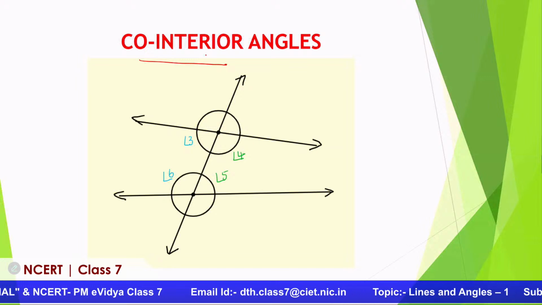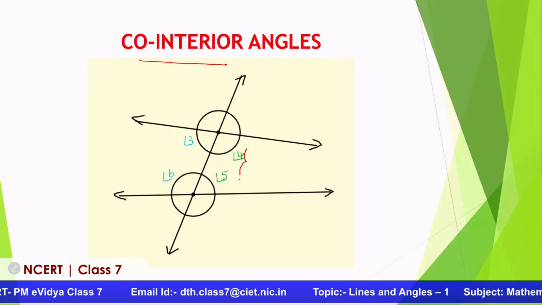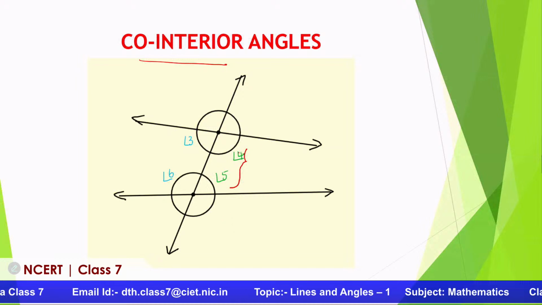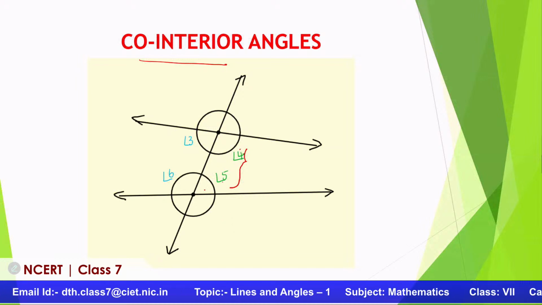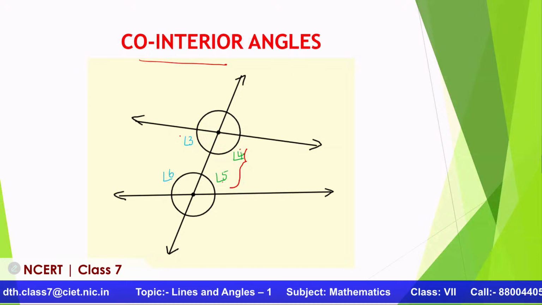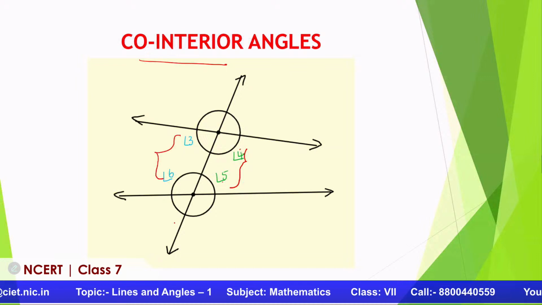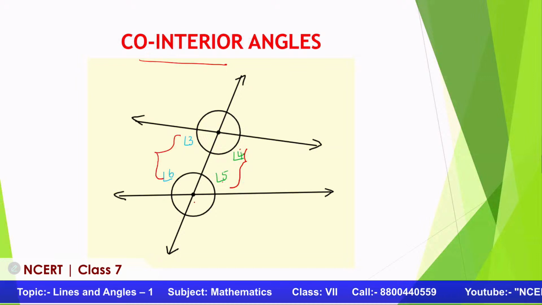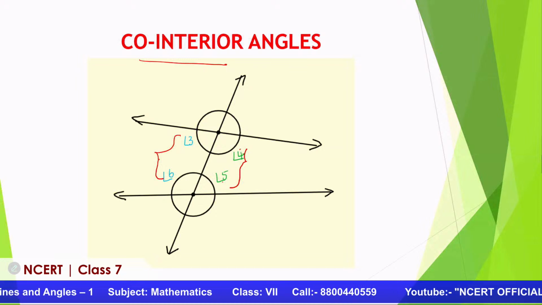What are co-interior angles? Interior means it is inside. So those which come on the same side of the line, like angle 4 and angle 5, they are co-interior angles, and angle 3 and angle 6, they are another pair of co-interior angles.